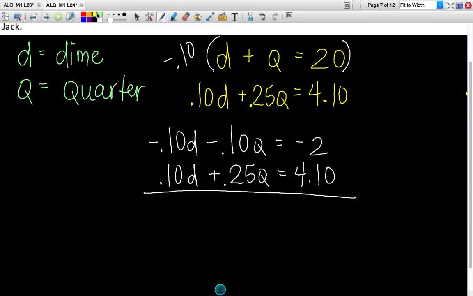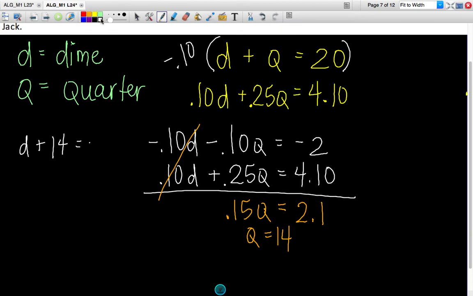So as you see, hopefully, my D's cancel out. Negative 0.10 plus 0.10 cancels out. Negative 0.10 plus 0.25 is 0.15 Q equals 2.1. Divide by 0.15 on each side. Q equals 14, which means we've got 14 quarters. And now we need to figure out how many dimes we have. So let's plug this value back in. D plus Q, we just found Q, is 14, is going to equal 20, which means D equals 6.